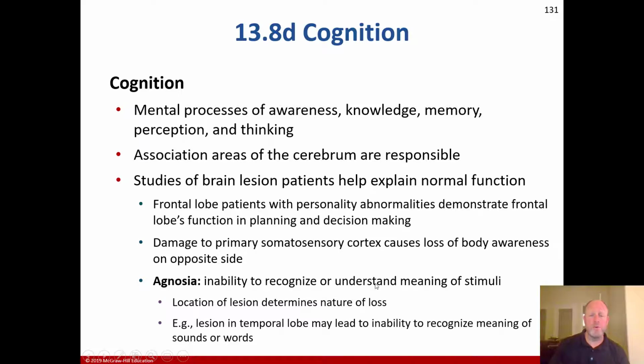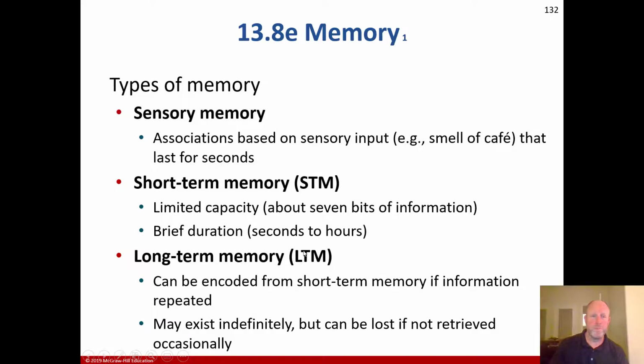Agnosia is the inability to recognize or understand the meaning of stimuli. Location of lesion determines the nature of the loss. An example is a temporal lobe lesion, which may lead to inability to recognize the meaning of sounds or words. Types of memory: first, sensory memory.